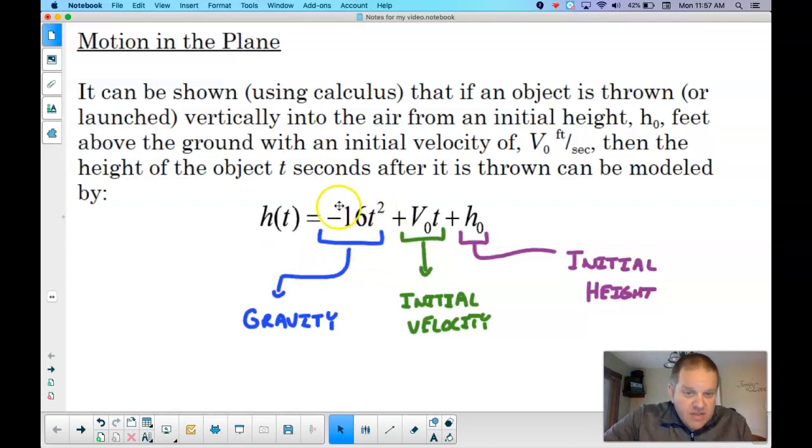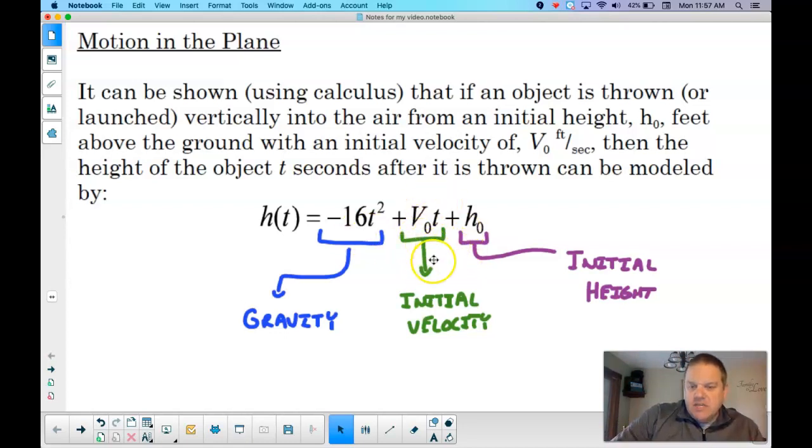This first one, negative 16t squared, that's gravity. You've probably seen that in some science classes, or in physics. That's the gravity constant. As soon as the object leaves the launching point, gravity immediately starts taking hold of it. That's where that negative 16t squared comes in.